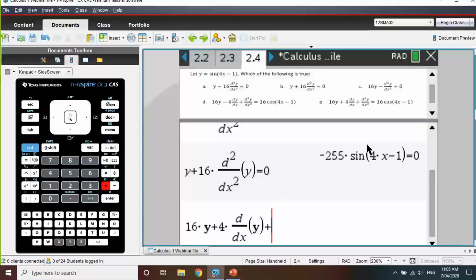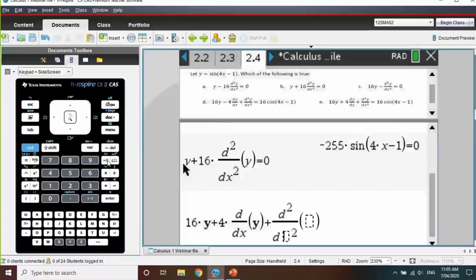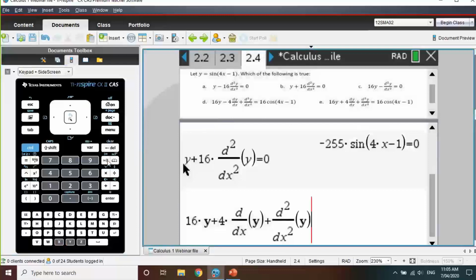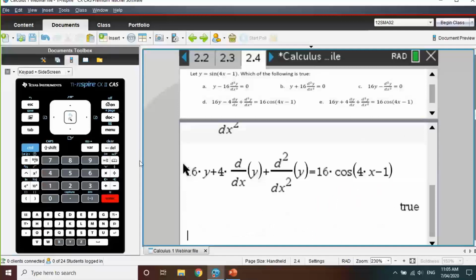Plus, and the second derivative, once again, using the template button, second derivative, and we want this thing to be equal to 16 times cos 4 times x minus 1. And there we get the result as true. So what that's telling us is that this equation holds up for this particular value of y. So this is indeed a true statement, and therefore our answer in this case would be E.